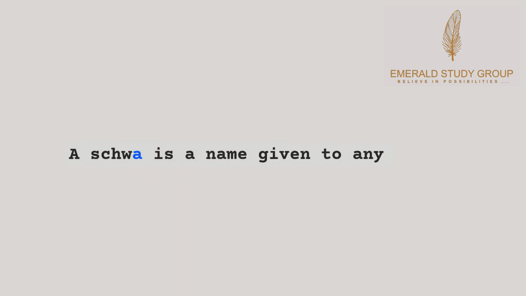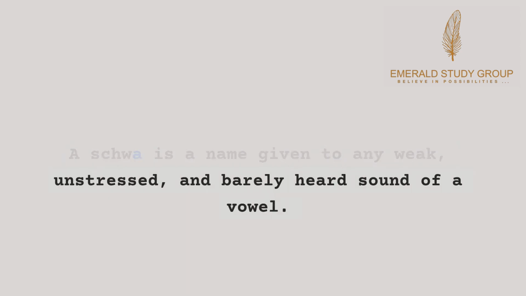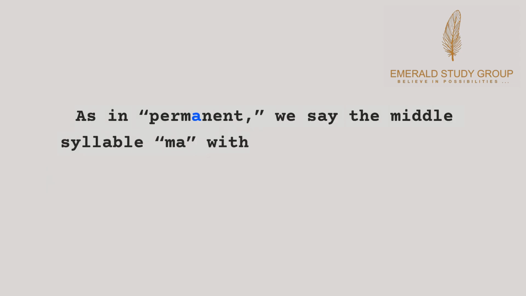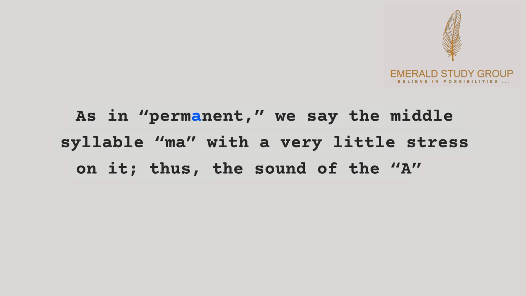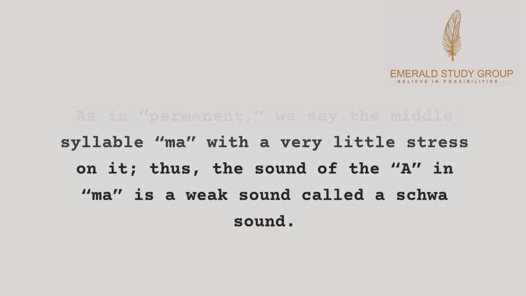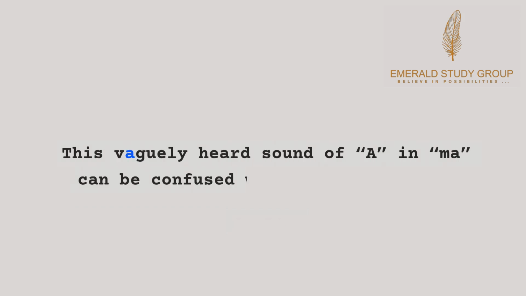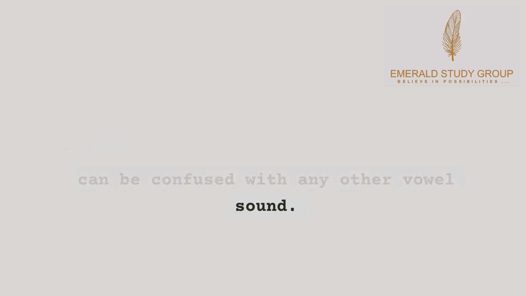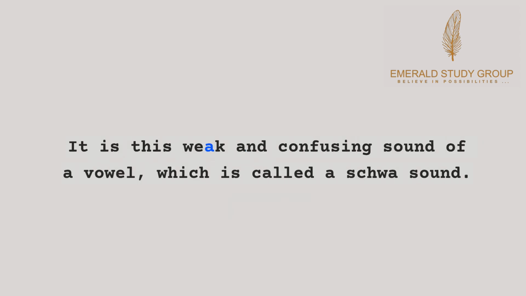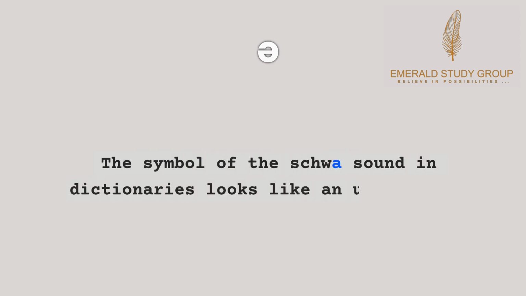A schwa is a name given to any weak, unstressed, and barely heard sound of a vowel. As in permanent, we say the middle syllable ma with very little stress on it. Thus, the sound of the A in ma is a weak sound called a schwa sound. This vaguely heard sound of A in ma can be confused with any other vowel sound. It is this weak and confusing sound of a vowel which is called a schwa sound. The symbol of the schwa sound in dictionaries looks like an upside-down E.